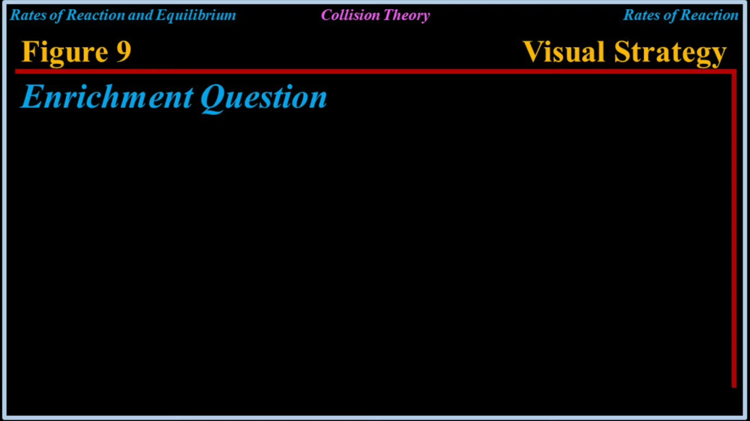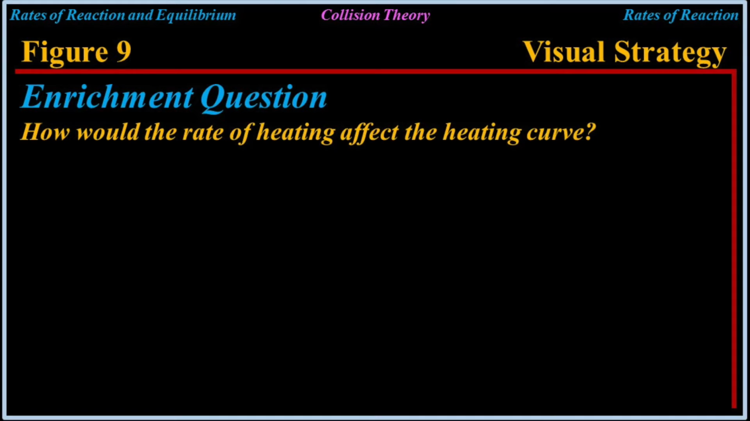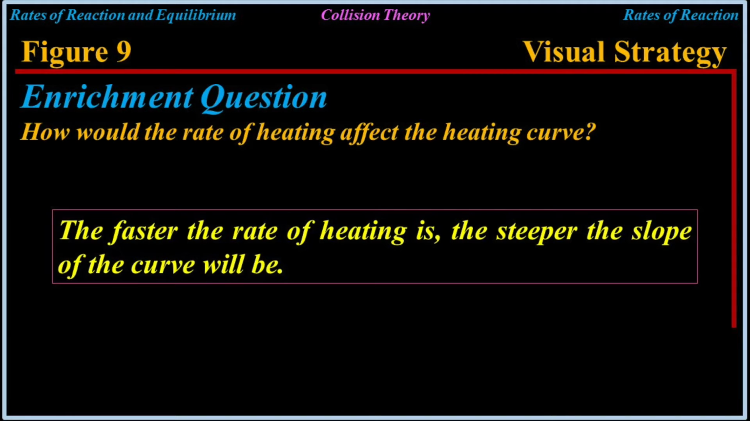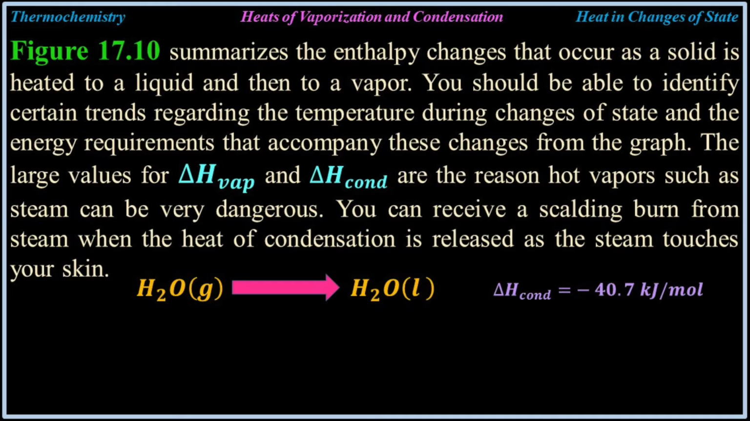Enrichment question. How would the rate of heating affect the heating curve? The faster the rate of heating, the steeper the slope of the curve will be. Figure 17.10 summarizes the enthalpy changes that occur as a solid is heated to a liquid and then to a vapor. You should be able to identify certain trends regarding the temperature during changes of state and the energy requirements that accompany these changes from the graph.